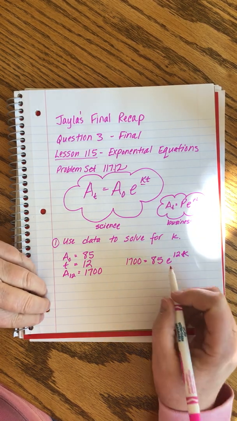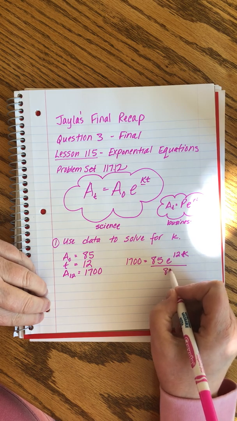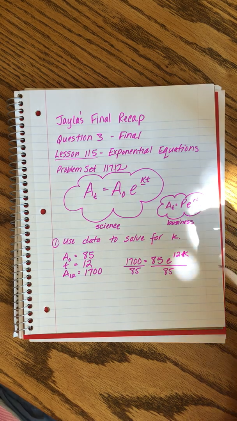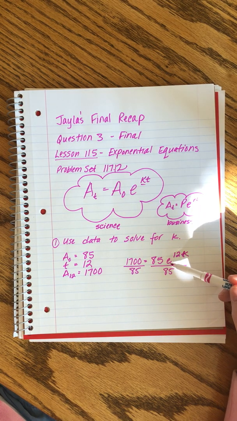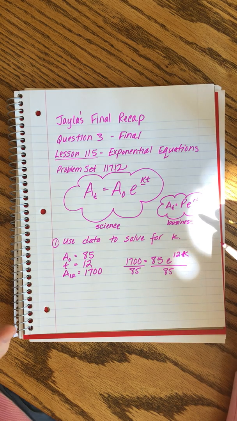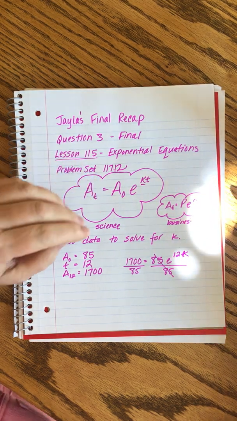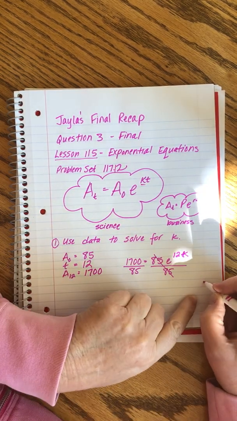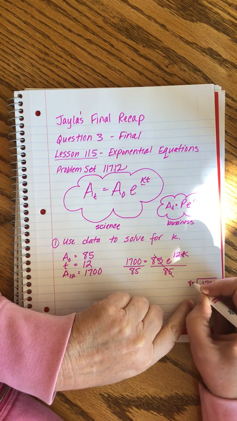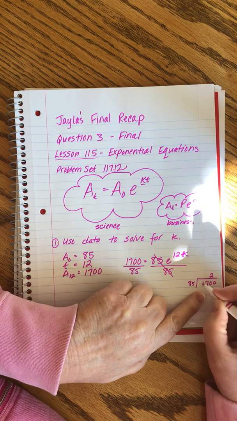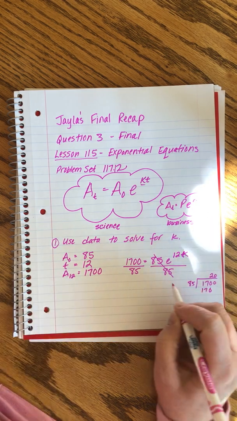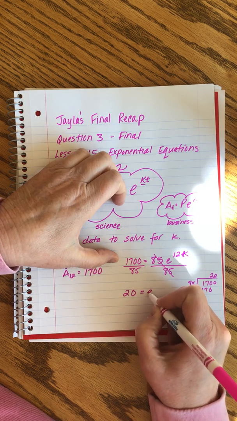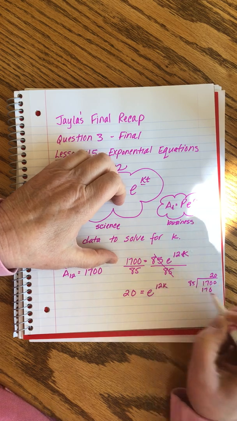Number two, solve. The first thing that we can always do to solve is divide by the number here that's in front of the e with the exponent. That's always going to work out beautifully. So now, let's see, I can guess 85 goes into 170 twice, right? 16, 17, yeah. So that number is 20. So now I can say 20 equals e to the 12k.